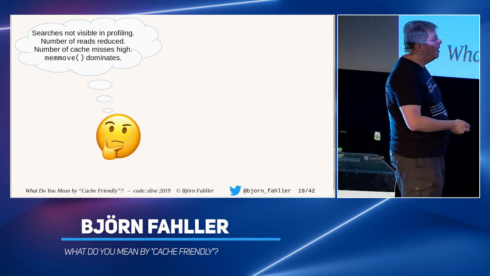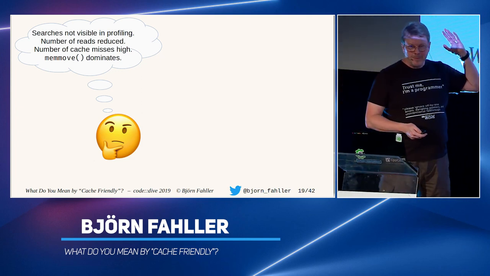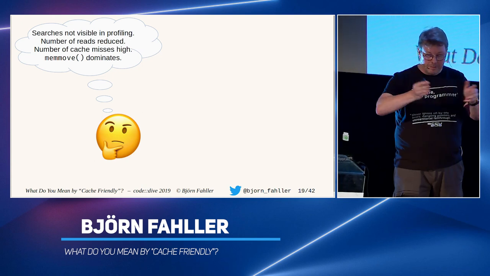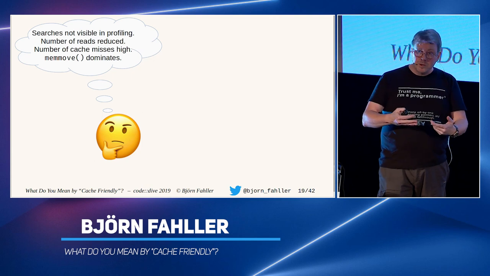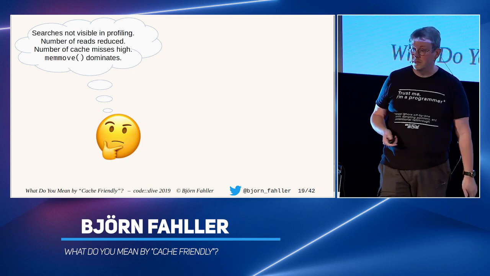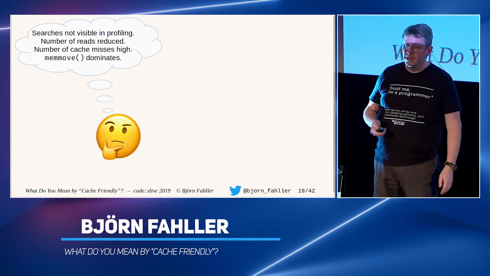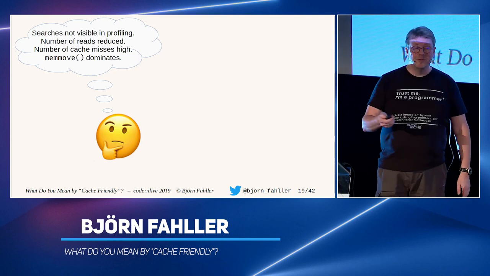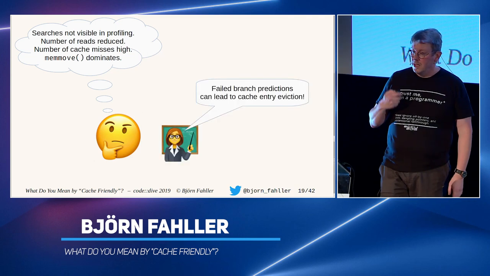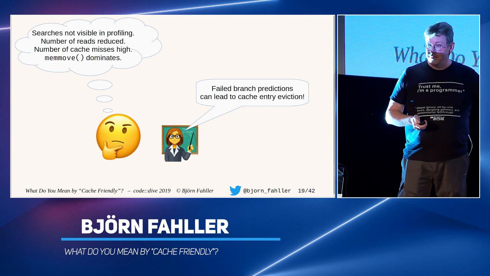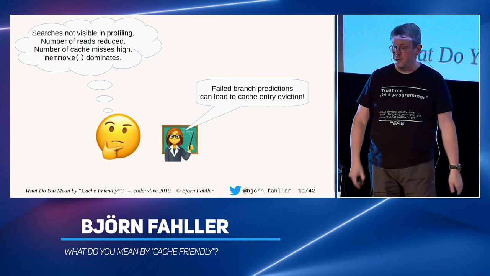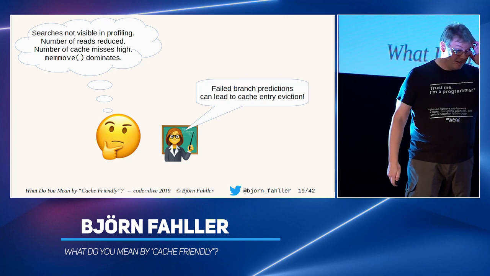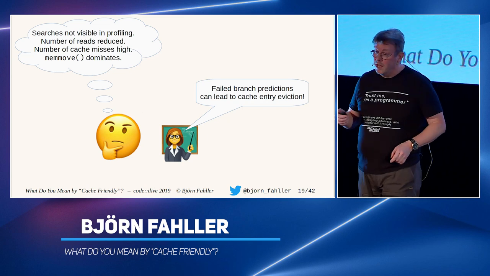So we saw here that the linear searches weren't good at all. The binary search was good in this case, where there was a lot of data, and it reduced things a lot. It was roughly twice as fast, but with ridiculously many cache misses. And this is, like I said, Spectre. These are failed branch predictions that lead to cache entry evictions. Confused the heck out of me.